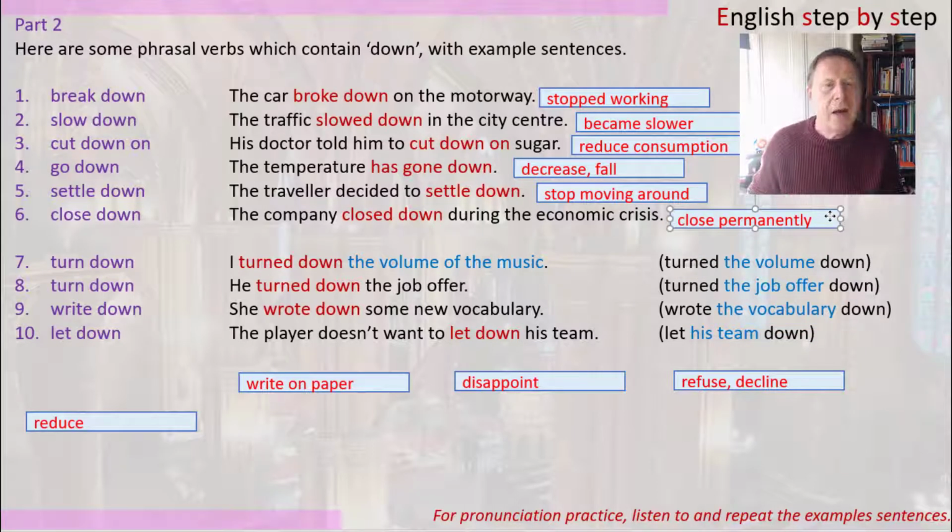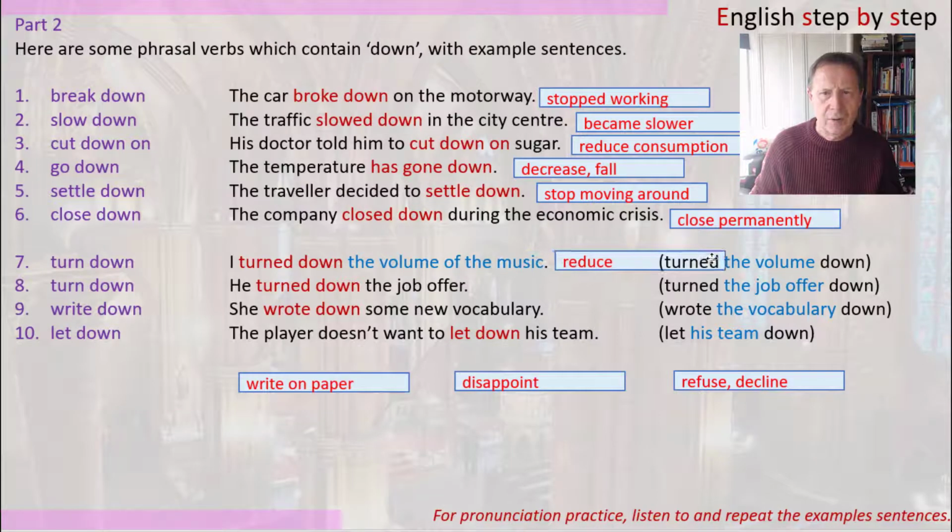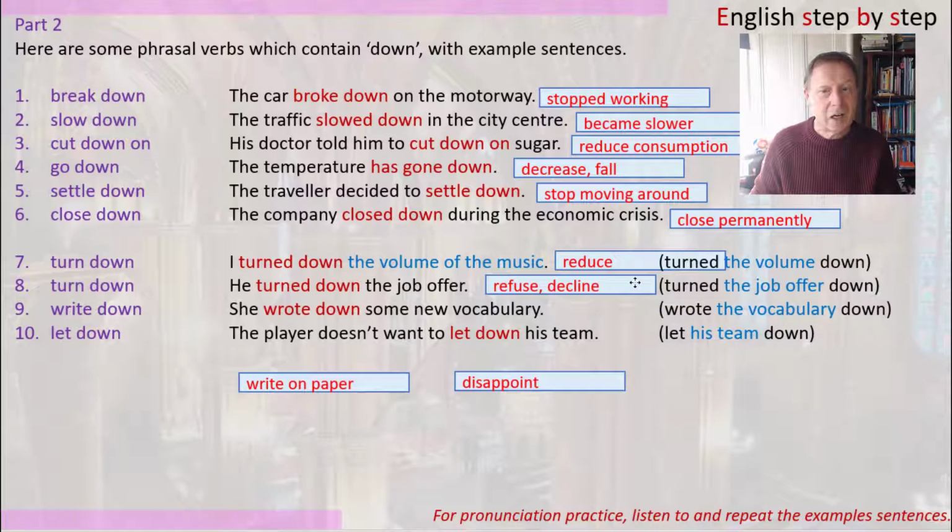Number seven, I turned down the volume of the music. And in this case, we would have to say reduced, or a word with the same meaning. Reduced the volume of the music. Number eight, he turned down the job offer. Well, in this case, he didn't want the job, so he refused the job or he declined the job. Number nine, she wrote down some new vocabulary. Well, in this case, you have to write something down on paper.